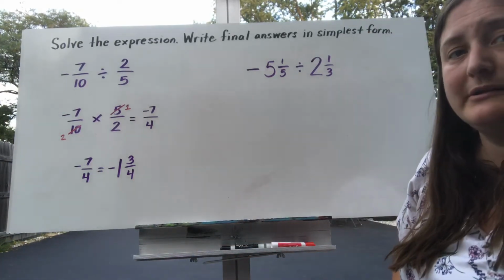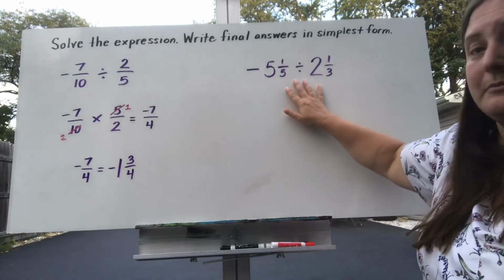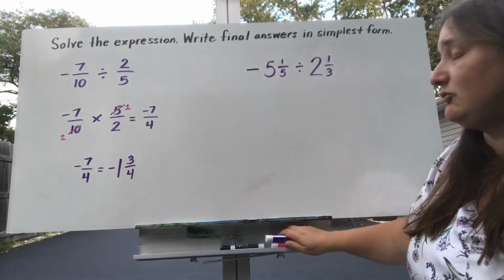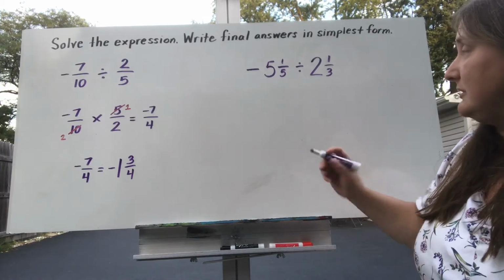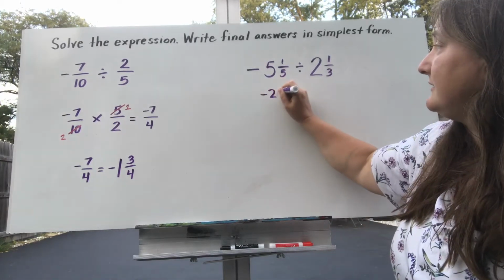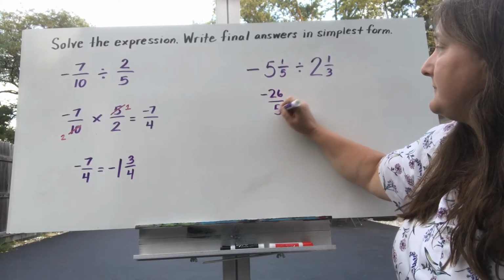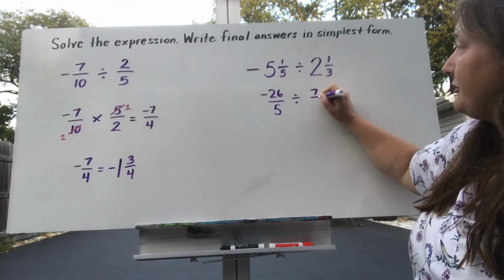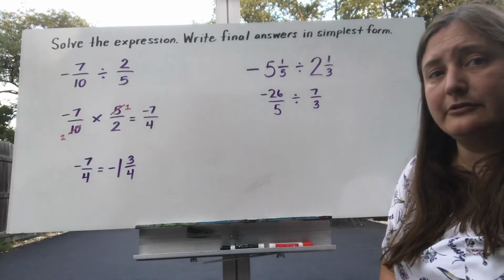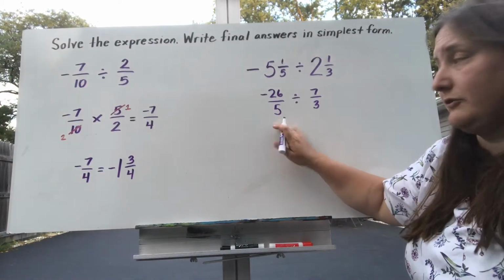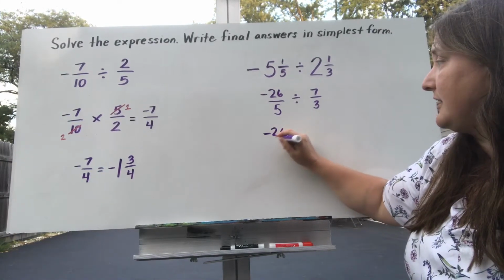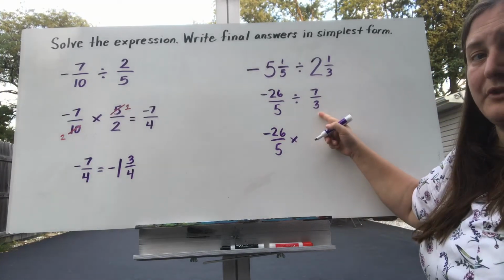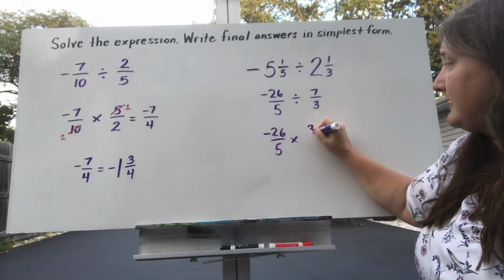So let's try one together. Here we've got a division problem, but we're starting off with mixed numbers. So let's change those to improper fractions. So this will be negative 26/5, and this guy will become 7/3. Now to divide, I'm going to keep this first fraction, negative 26/5, and multiply by the reciprocal of my second fraction. So this guy's going to become 3/7.